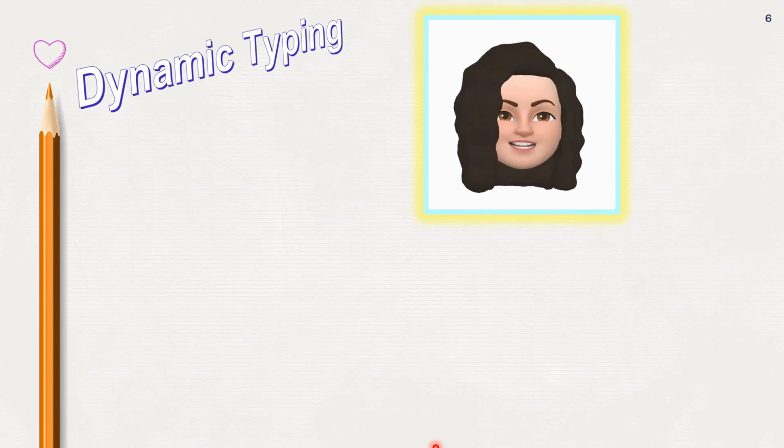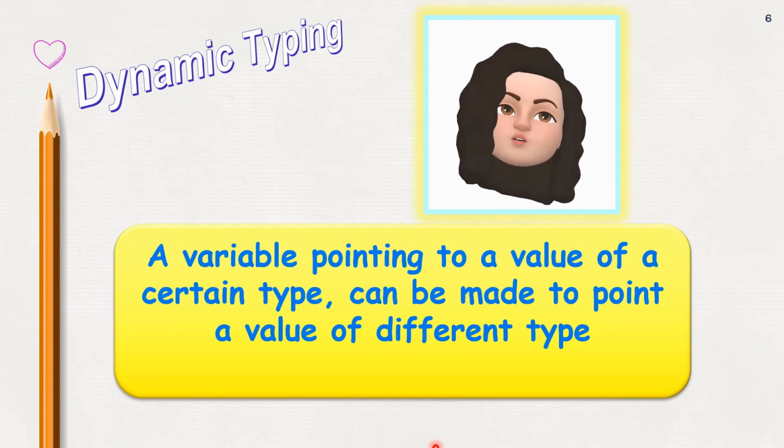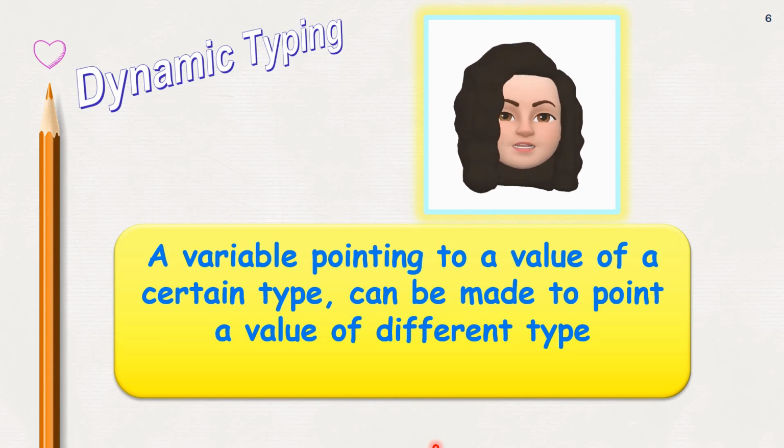What is dynamic typing? A variable pointing to a value of a certain type can be made to point to a value of a different type. Very simple. First, you are assigning a variable pointing to a data type of integer. Then you can make the same variable point to another data type of string. So that is known as dynamic typing.